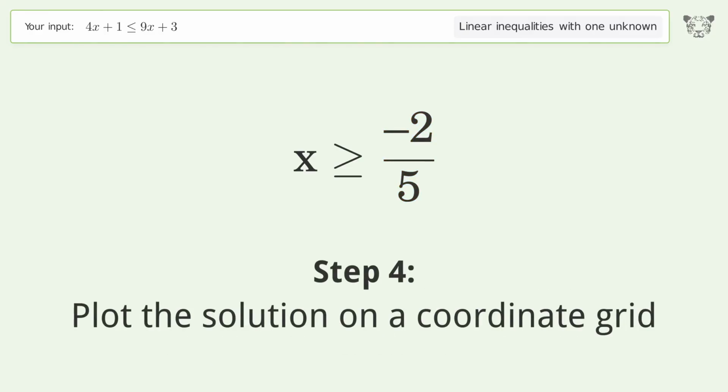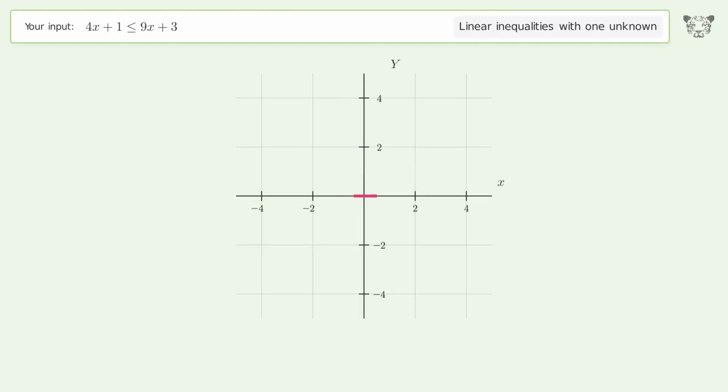Plot the solution on a coordinate grid. And so the final result is x equal or greater than -2/5.